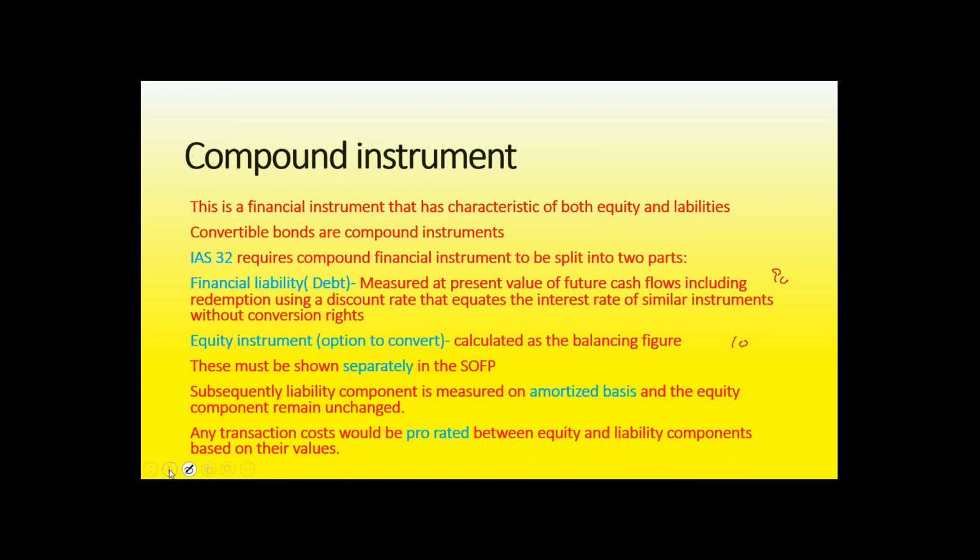Now, transaction costs. Here also you may have a transaction cost, maybe 5, for example. That will be allocated according to the proportion, in this case 9:1, because the loan component is 90 and the equity component is 10. So 4.5 will be deducted from the loan component, and 0.5 will be deducted from the equity component. Initially it will be done, and that's it.